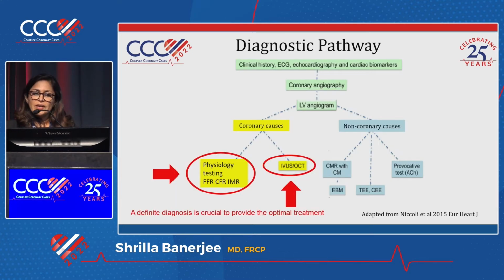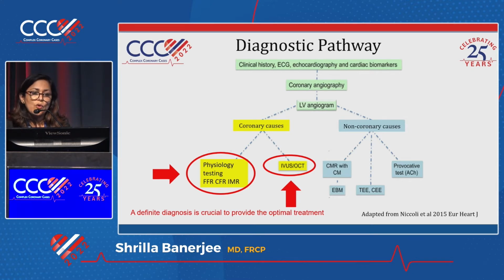So how do we make the diagnosis? We use this quite eloquent diagnostic pathway, looking firstly at the clinical history, the ECG, echocardiography and cardiac biomarkers, and follow this with coronary angiography, which demonstrates no obstructive lesions. And obviously an LV angiogram at that point can also help with excluding the diagnosis of Takotsubo.